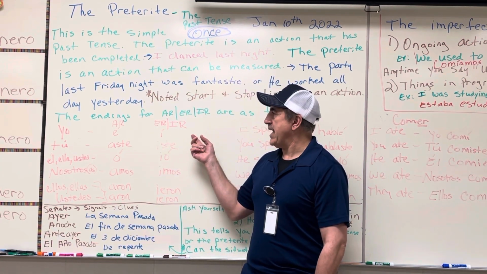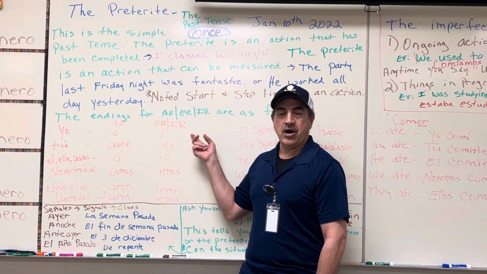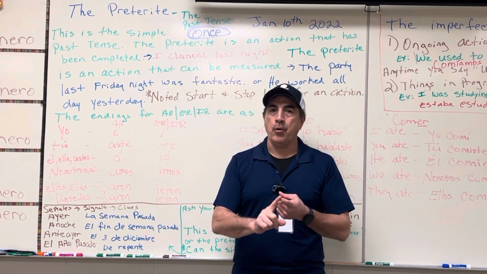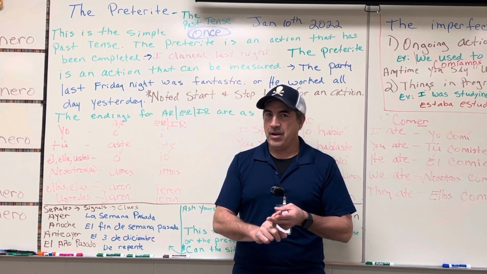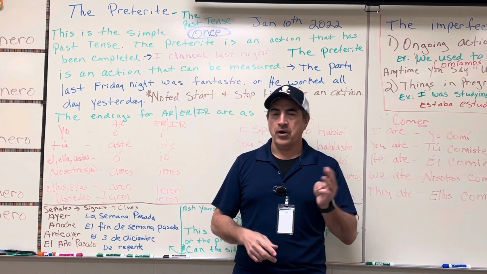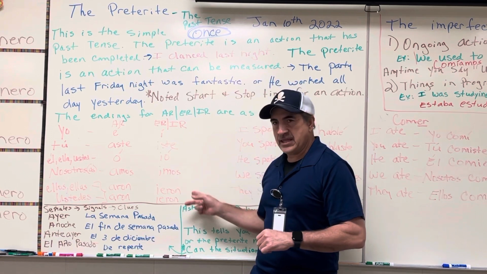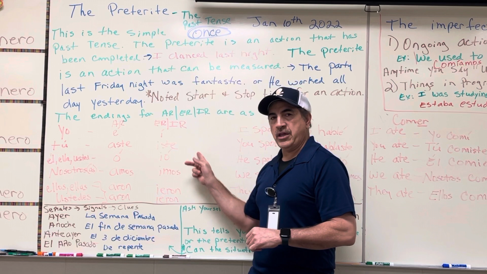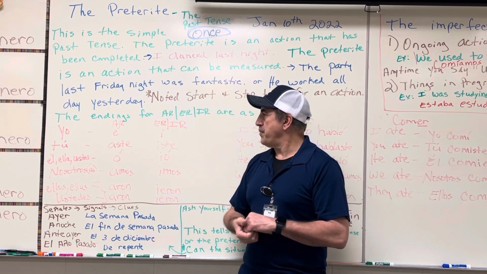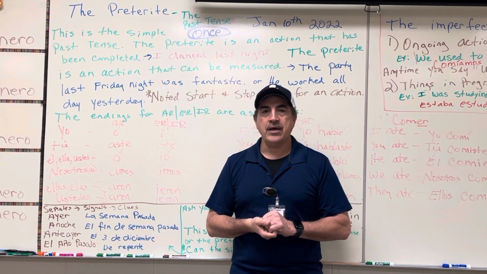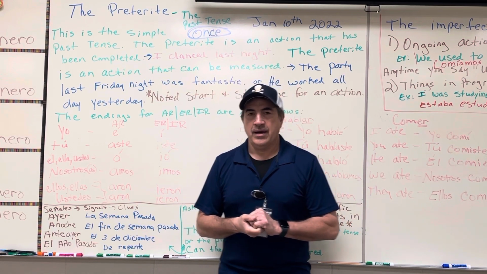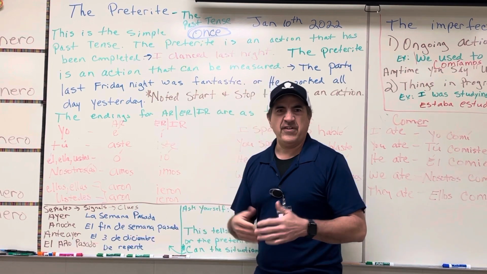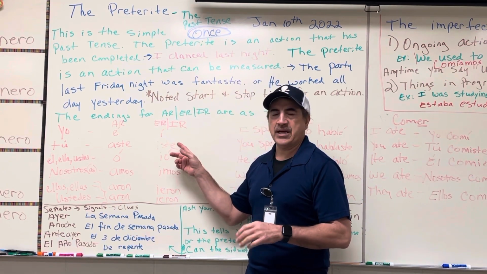So now let's look at the ER and the IR. Guess what? They're all the same, whether it's comer, beber, or vivir, ER or IR. The endings are the same. You drop the ER, you drop the IR, and you add these endings. So let's look at comer. I ate last night very late. Let's make it simple.